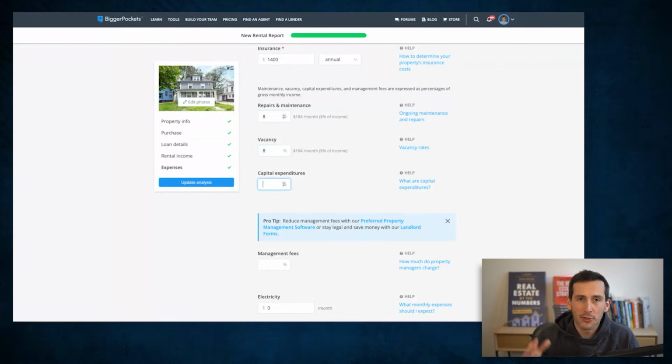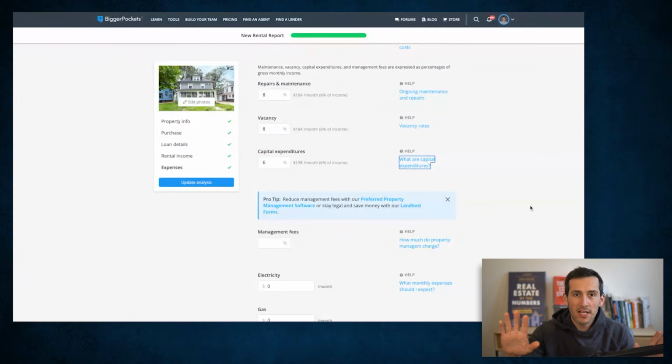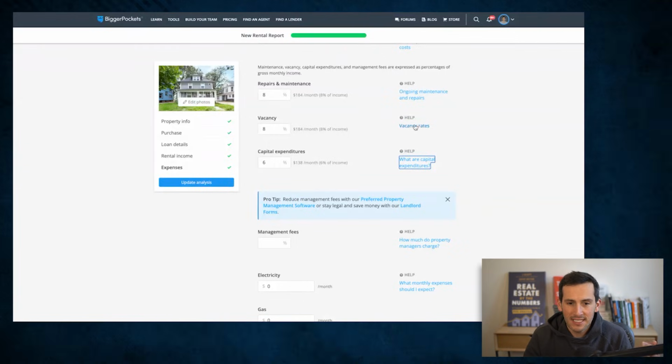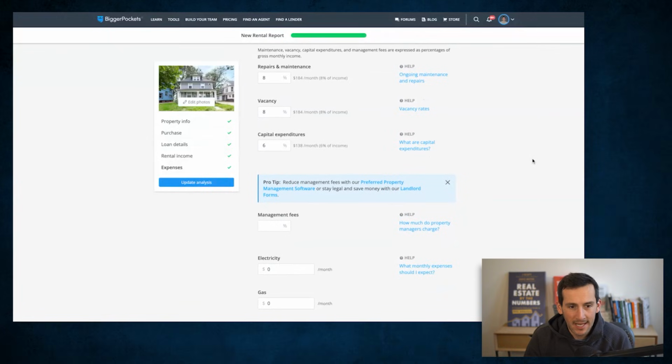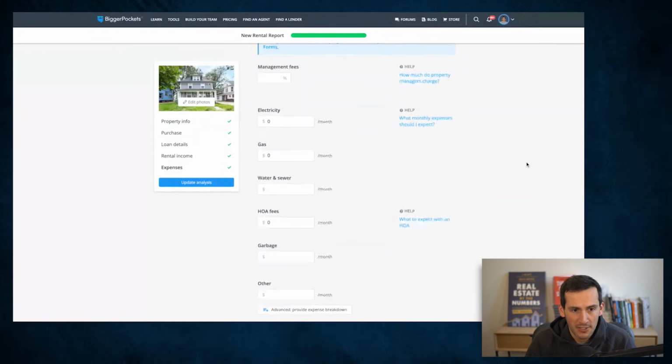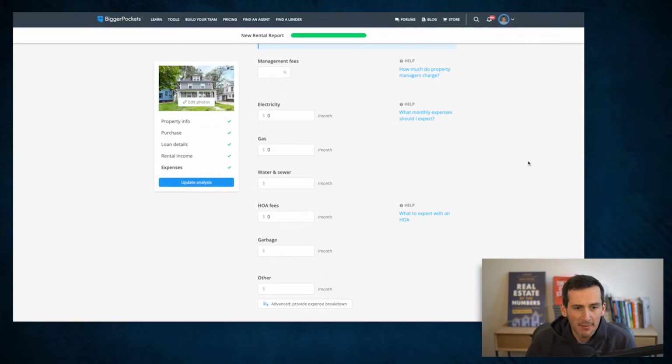Lastly, here we have capital expenditures, which is kind of like repairs and maintenance, but it's for bigger things like a roof or a hot water heater. And this, again, depends on the age of the house, but I like to put at least 6% here. So I'm going to put in 6%. What you guys do is going to depend on the condition of the property. Again, there are always these help buttons here if you want to figure out what you should put in each of these numbers here. Next, let's talk about management fees.